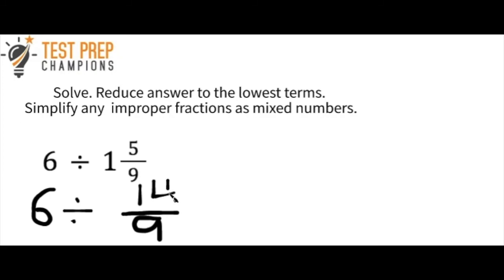And so now what I have to do next is I want to take this and I'm going to flip the fraction upside down and multiply it just as we've been doing. So here's my little arrow, but I'm actually going to rewrite this up here. So 6 is now going to be multiplied by 9 over 14.